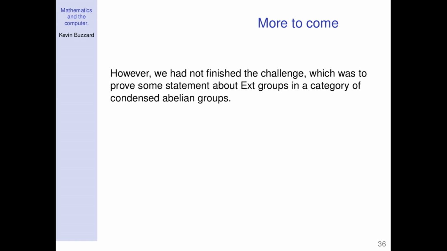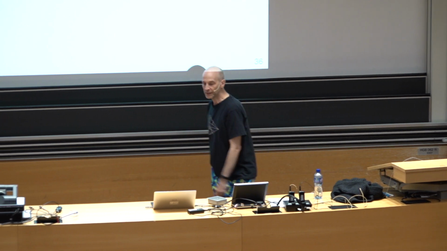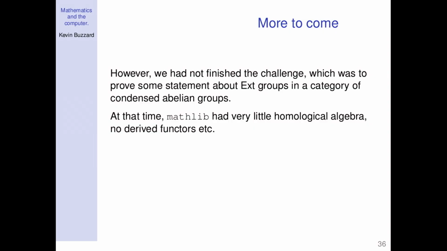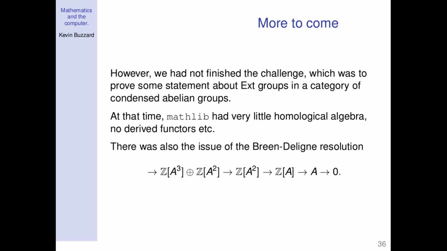We hadn't finished the challenge, which was to prove that some higher extension groups in some category of condensed abelian groups vanish. And the problem was that we didn't need anything about condensed abelian groups to do 9.4, right? That was just an undergraduate level statement. So now we've got to start developing the theory of condensed abelian groups and the theory of homological algebra and derived functors and Ext groups and so on. And then there was also this problem that we had to develop a huge amount of stable homotopy theory to resolve an arbitrary abelian group in this functorial way.